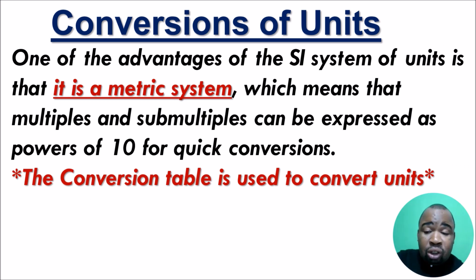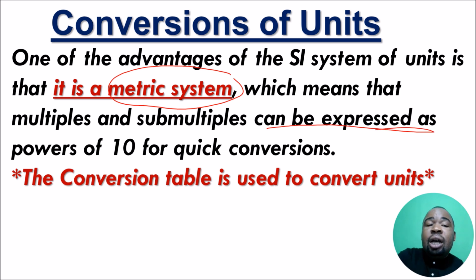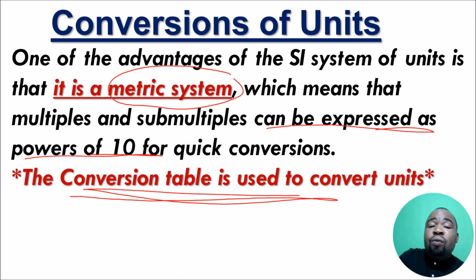Last time around, we saw that one of the advantages of the SI system of units is that it is a metric system. And we explained the meaning of the term metric system, where we said the multiples and submultiples can be expressed to the power of 10 for quick conversion of units. So today I want to take advantage of this property and convert units. And to do so, we should master what we call the conversion table. So let's quickly get to the conversion table and see how to convert units using it.